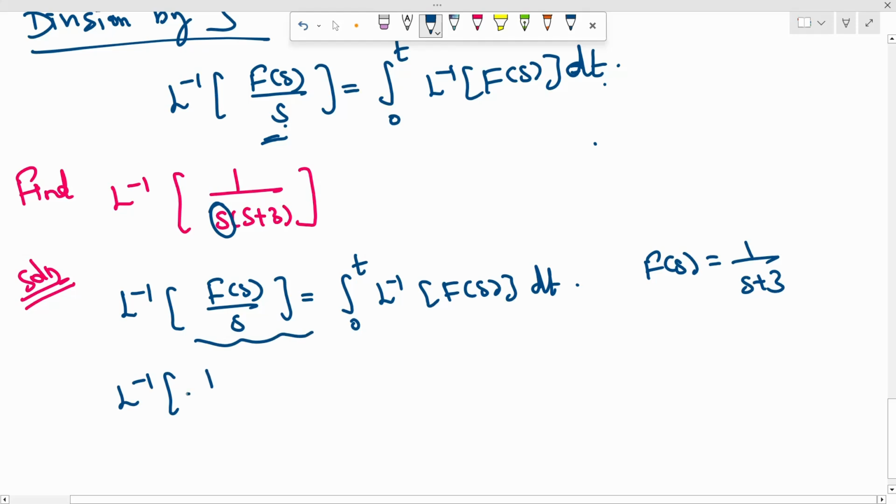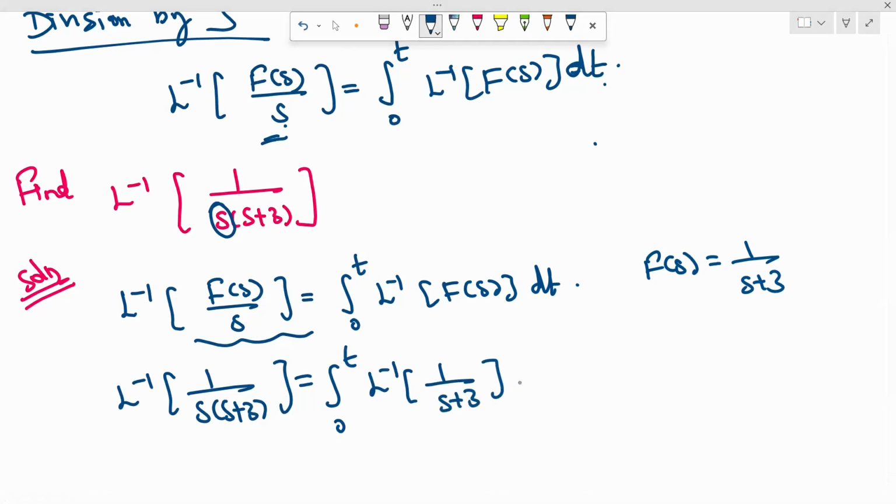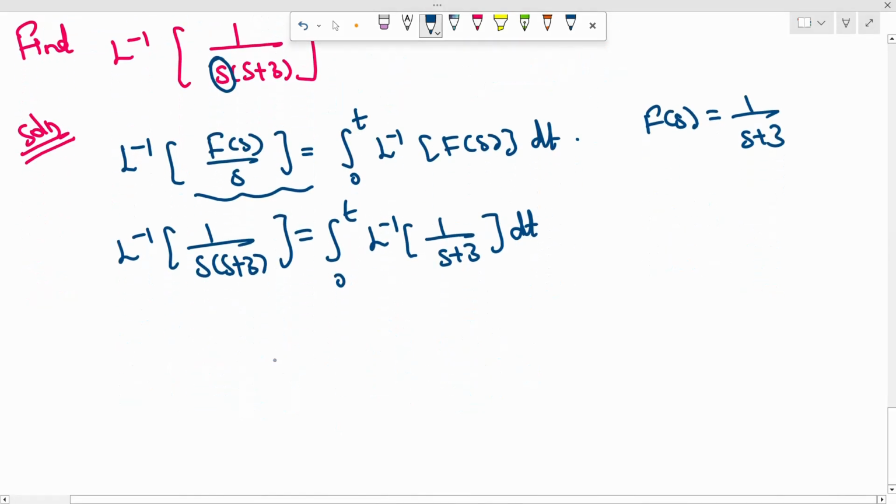L inverse of 1 by s into s plus 3 equals the integral from 0 to t of L inverse of f of s, where f of s is 1 by s plus 3, dt. Now apply the L inverse formula here, integral 0 to t.